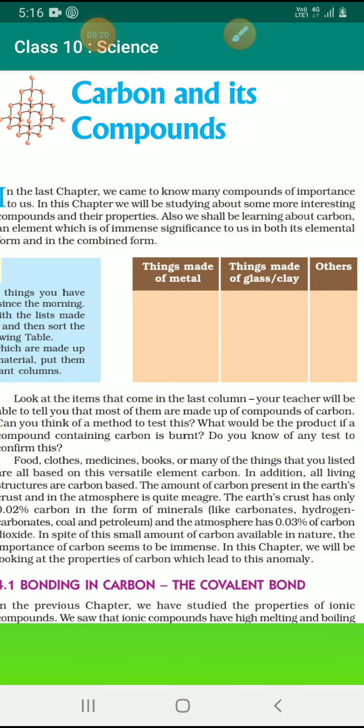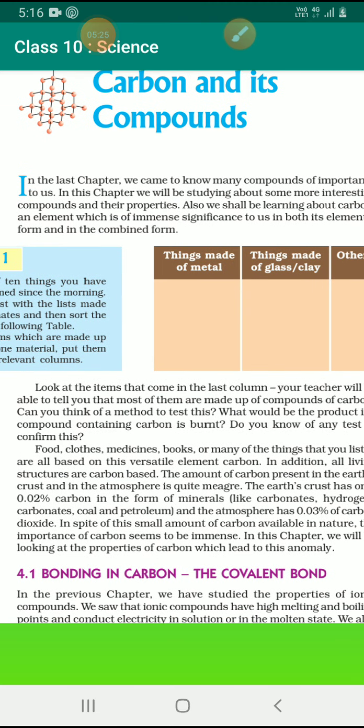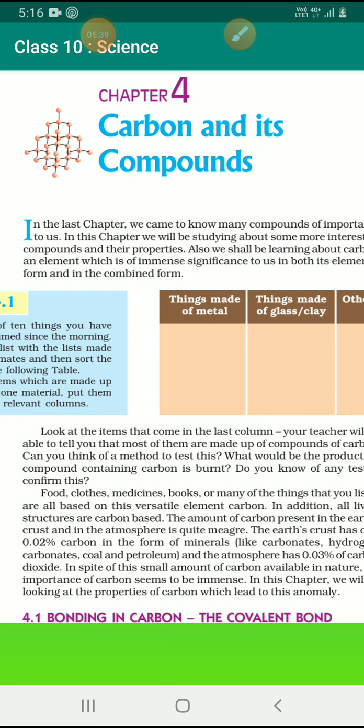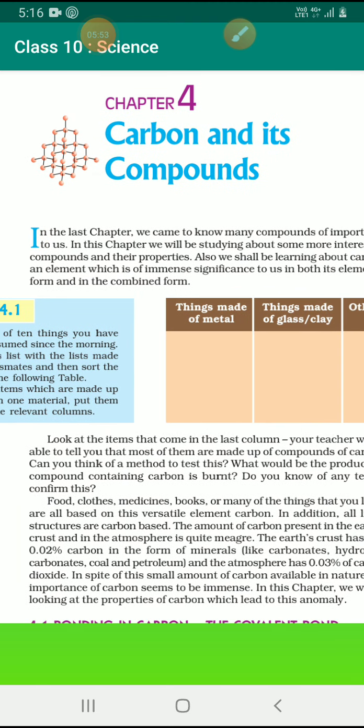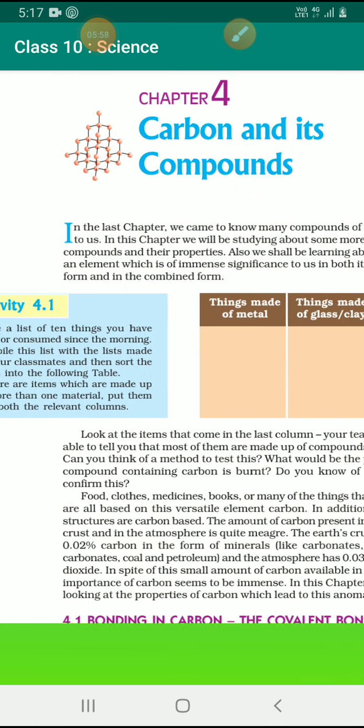Immense significance to us in both its elemental form and in a combined form. Elemental form means in separate, isolated form, and also in a combined form. For example, carbon dioxide CO2, carbon monoxide CO, HCl hydrochloric acid, right? There are many more, you cannot count them. There are so many compounds which consist of carbon in them, whether in an isolated form or in a combined form.